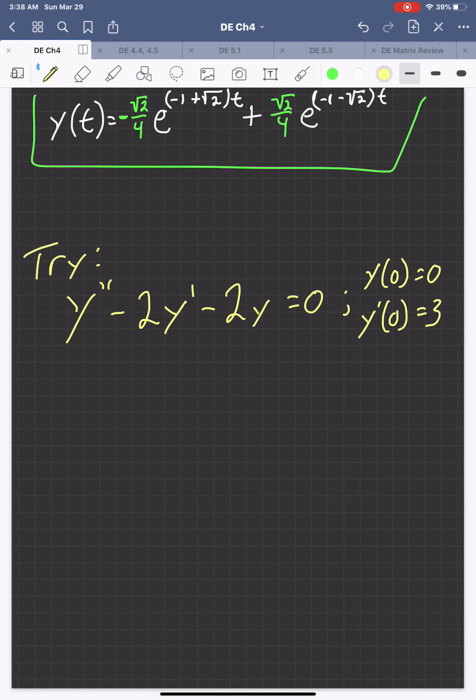And I want you to see if you can solve this initial value problem using the techniques that we just used. When I come back in the next video, all I'm going to do is produce the answer. I'm not going to tell you the how, but the only way to get good at math is to do some math. So I will see you in the next video.